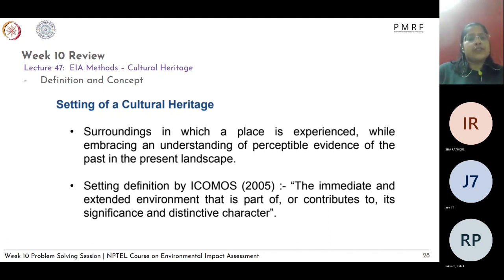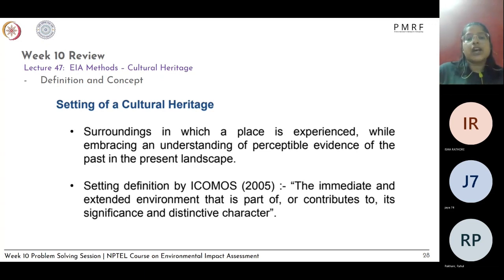And then the setting of a cultural heritage. This is done in the surroundings in which a place is experienced, while embracing an understanding of perceptible evidence of the past in the present landscape. So when you have knowledge that the site has a past, that is when you do cultural heritage.